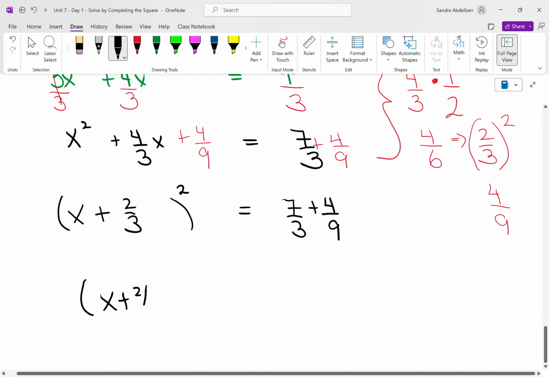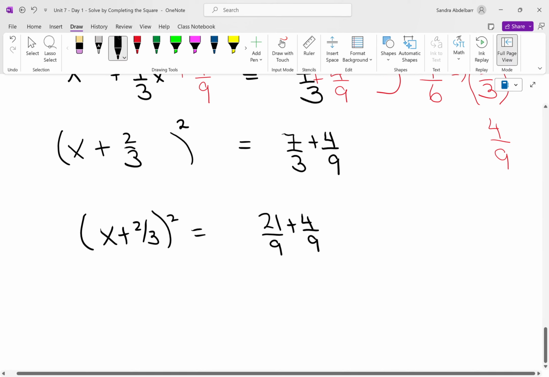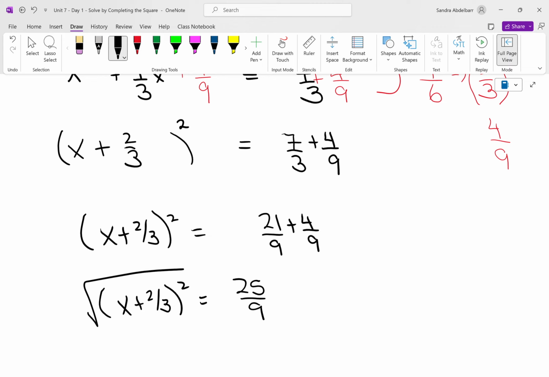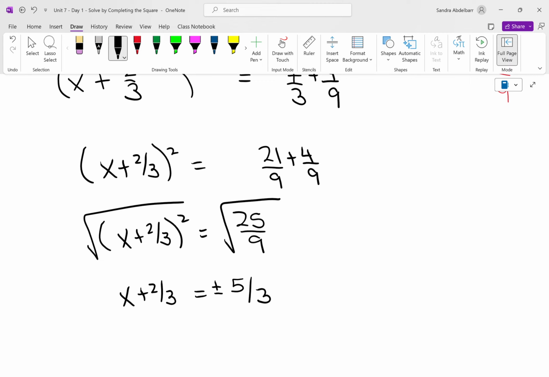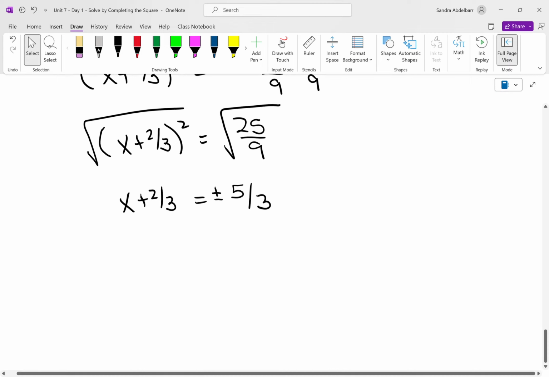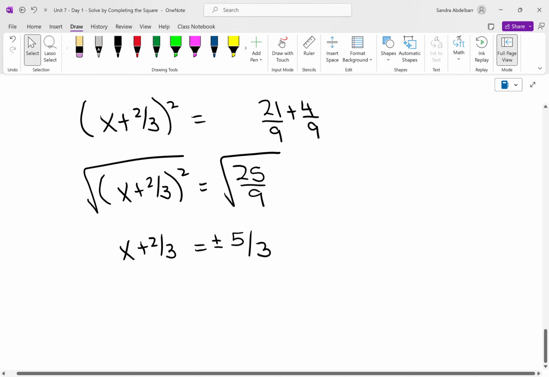What must I do now? Common denominator. A common denominator, you got it. So now we're going to have the quantity of x plus 2/3 quantity squared equals 21/9 plus 4/9 equals 25/9. Now we square root both sides. So x plus 2/3 equals plus or minus 5/3.